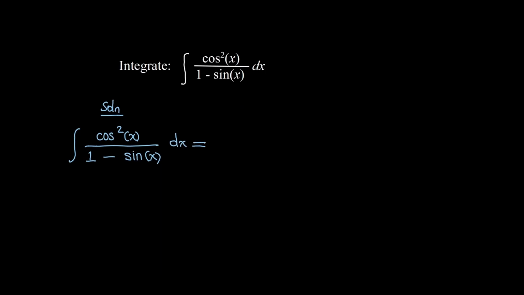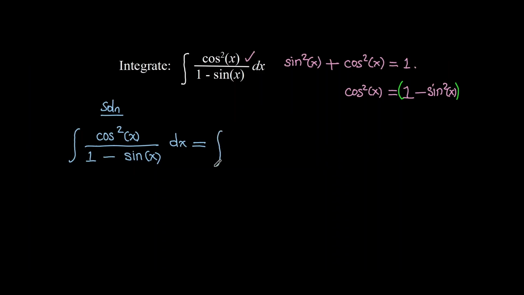From grade 11 identities, we know that sin²x plus cos²x equals 1. Now, since we have cos² in the numerator, we need to make cos²x the subject of this identity. Therefore, we have 1 minus sin²x. So this will replace our numerator. Now let's go on and do just that.